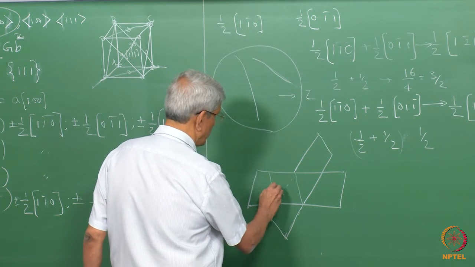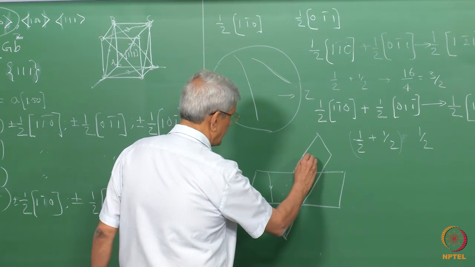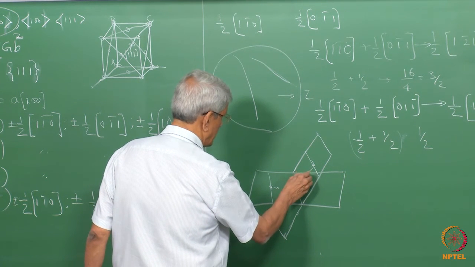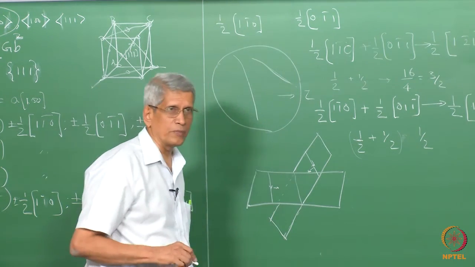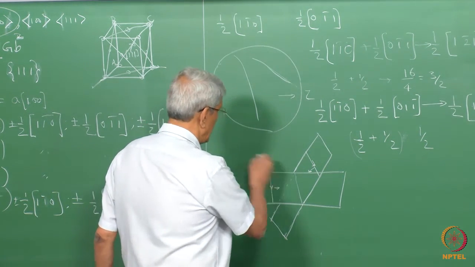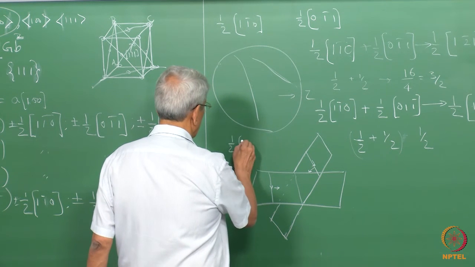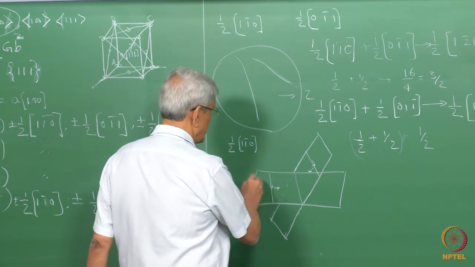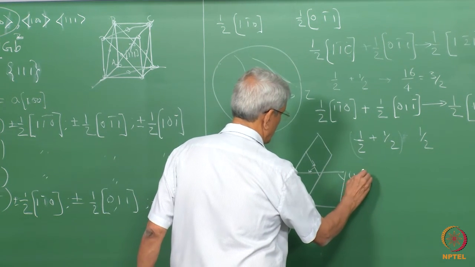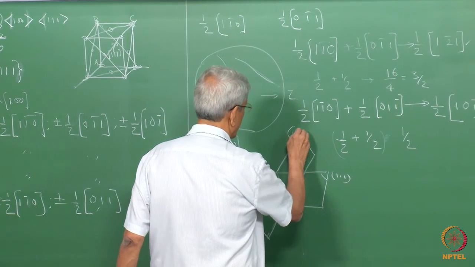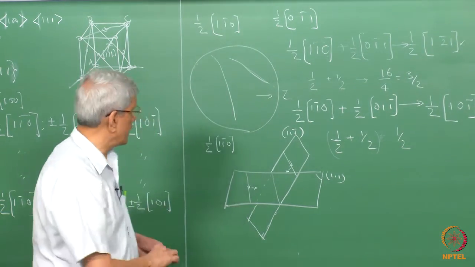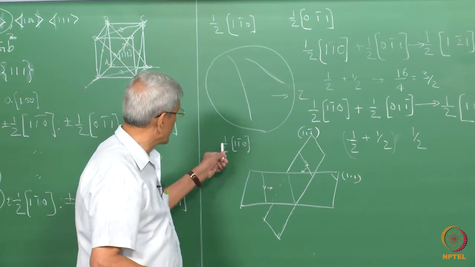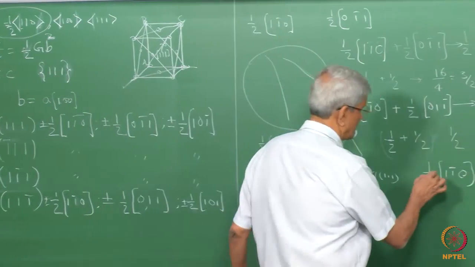That is a dislocation which is moving in this plane, and a dislocation in this plane is also moving in this direction. We assume that. If they are moving like this and the Burgers vector of the dislocation is half 1, 1 bar 0 in both the planes, and you assume that this is the 1, 1, 1 plane and this is the 1, 1, 1 bar plane.